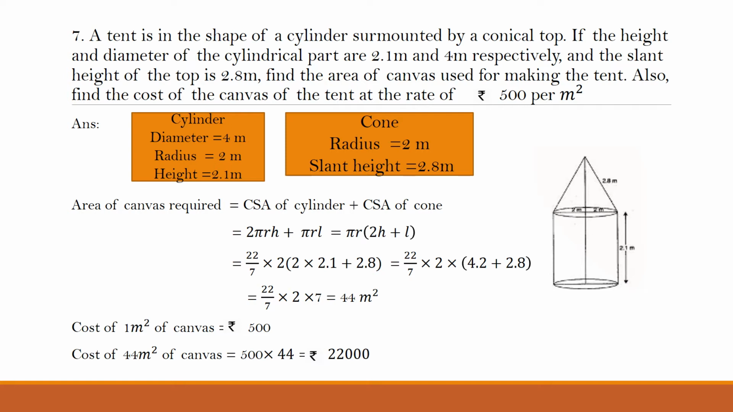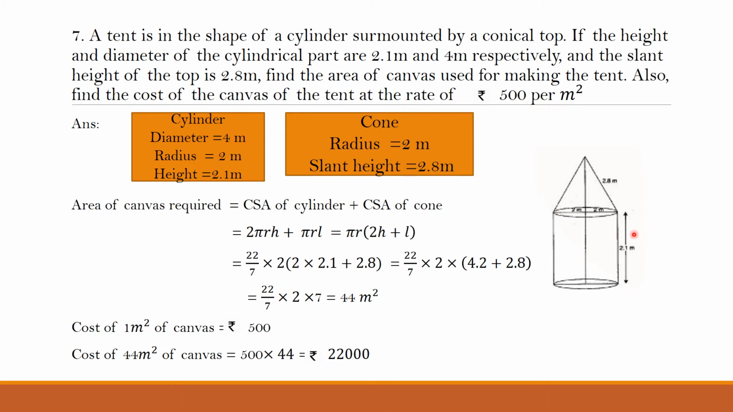Question number 7. A tent is in the shape of a cylinder surmounted by a conical top. If the height and diameter of the cylindrical part are 2.1 meter and 4 meter respectively, and the slant height of the top is 2.8 meter, find the area of the canvas used for making the tent. Also, find the cost of the canvas of the tent at the rate of rupees 500 per meter square.